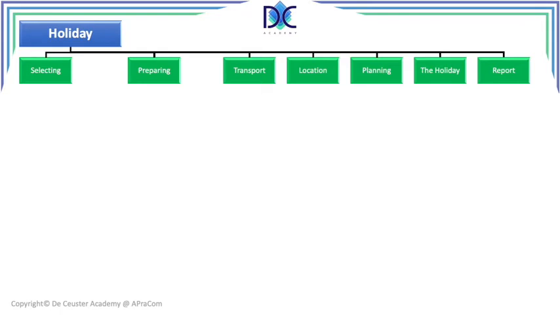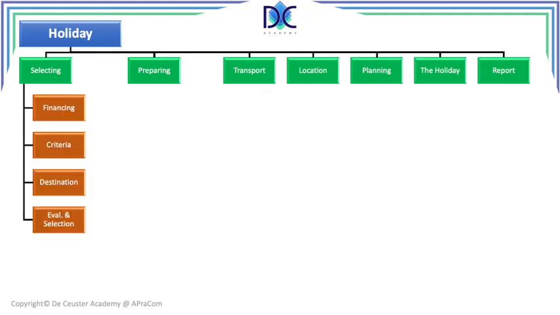Here we have a WBS to go on a holiday. So what are the things we have to do? First of all, we look at the first level: the holiday, the project. What are the other details? Well, we have to find ways to select a holiday. We have to prepare it. We have to look at the transport, the location, some planning elements, the holiday itself, and the report at the end of the holiday. When we select, we look at finance, some criteria we want to have. We look at possible destinations, and we have an evaluation and a selection of what the holiday will be.